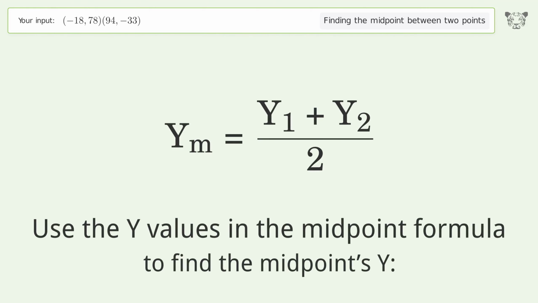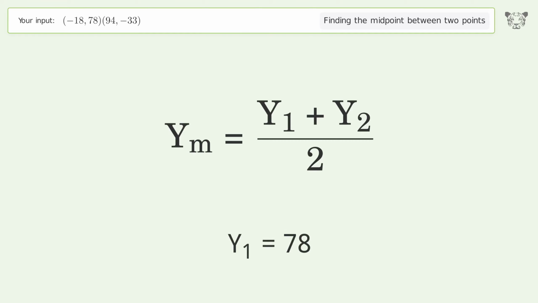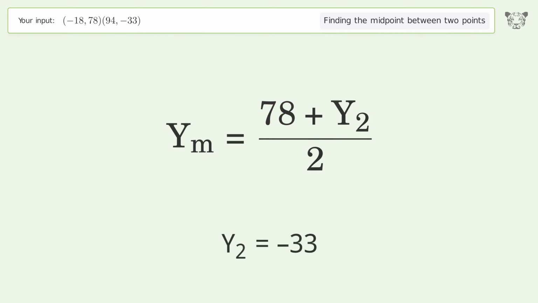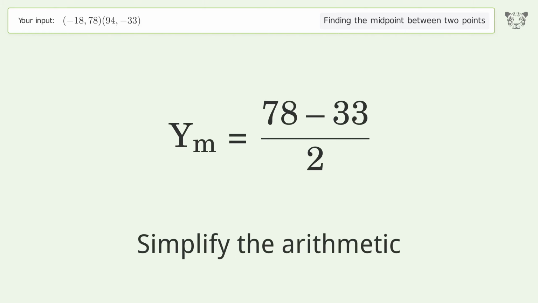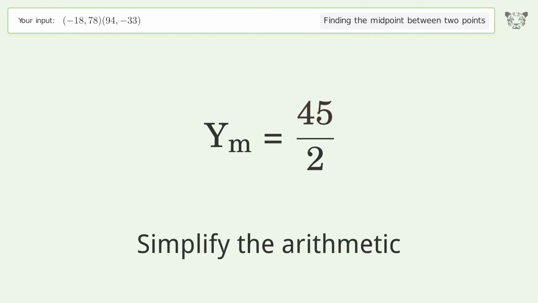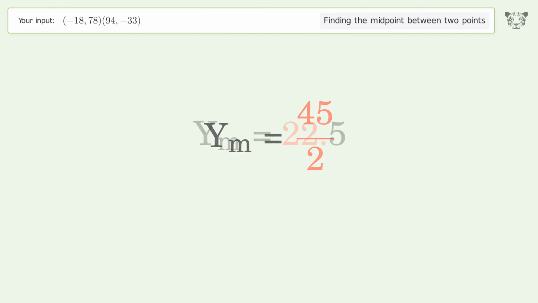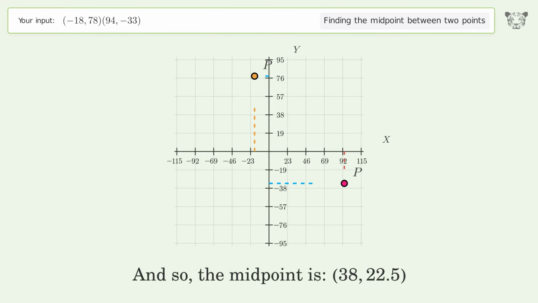Use the y values in the midpoint formula to find the midpoint's y. y1 equals 78. y2 equals -33. Simplify the arithmetic. And so, the midpoint is 38, 22.5.